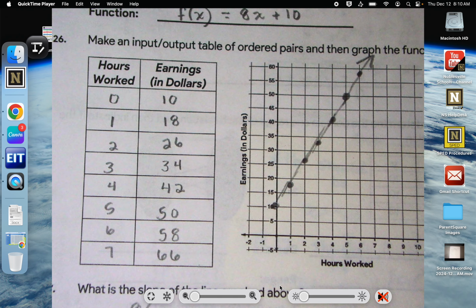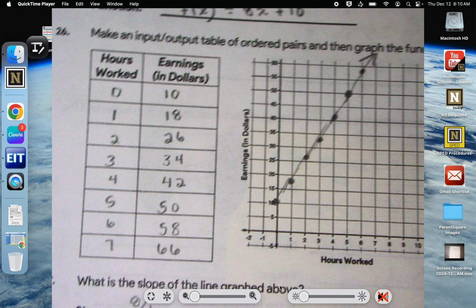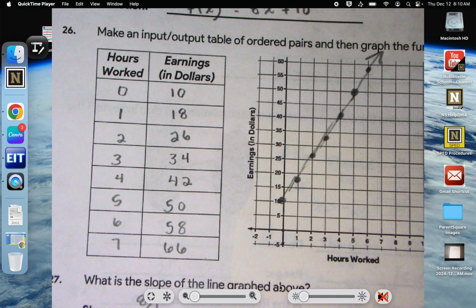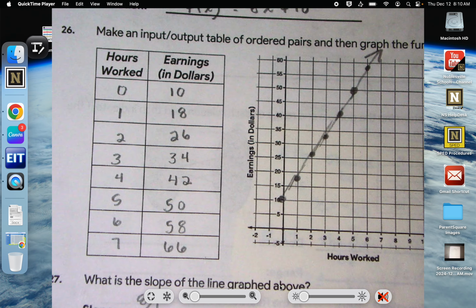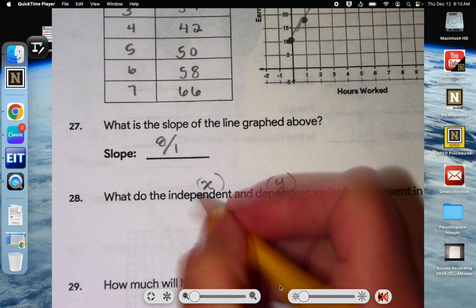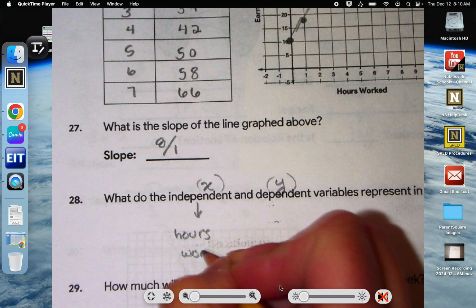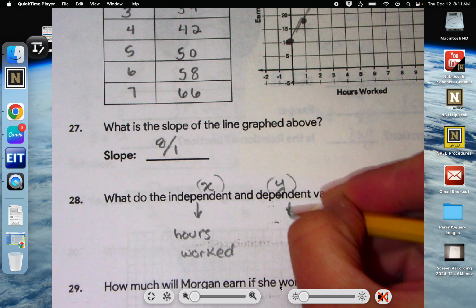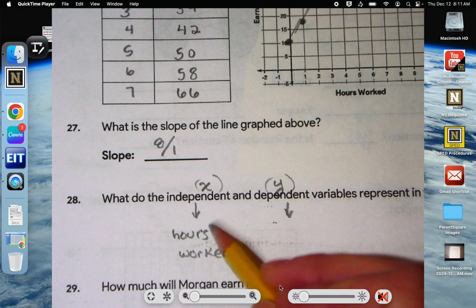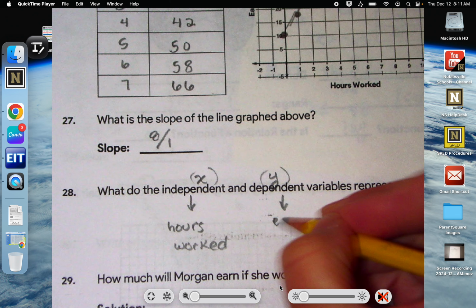So 8 over 1. What do the independent and dependent variables represent? Do you remember how independent is the x values and dependent is the y? Remember, you guys are the y and your parents are the independent. So the independent is hours worked. And then the dependent, remember, how much you make depends on how many hours you work.